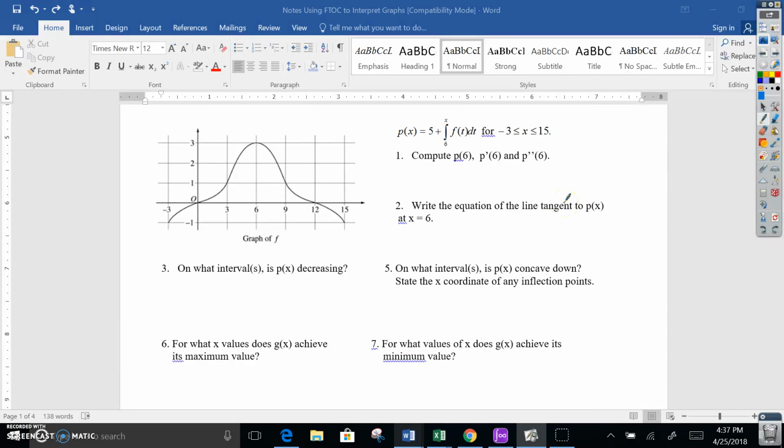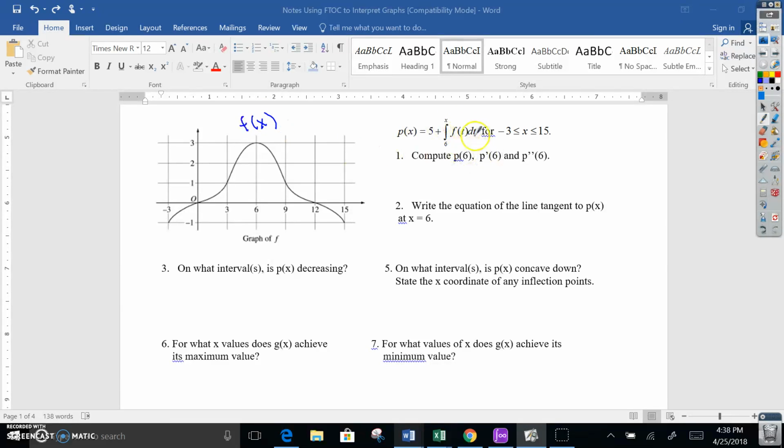Okay, so this is going to be the second video with the bottom problem that we didn't even start in class. It's very similar to what we did in class, but there's an added piece here. P of x is defined as 5 plus the integral from 6 to x of f of t dt. Now in this graph, I actually have the graph of f, so this is the graph of f of x.